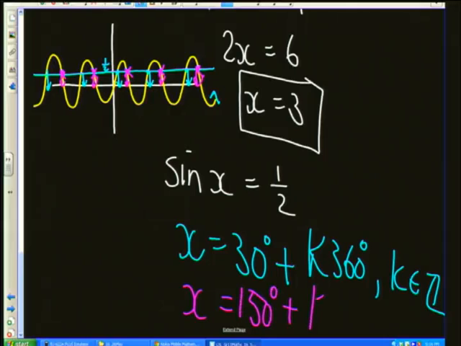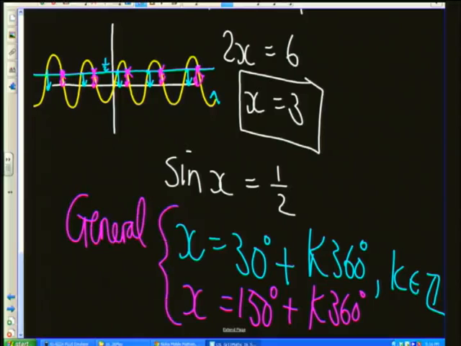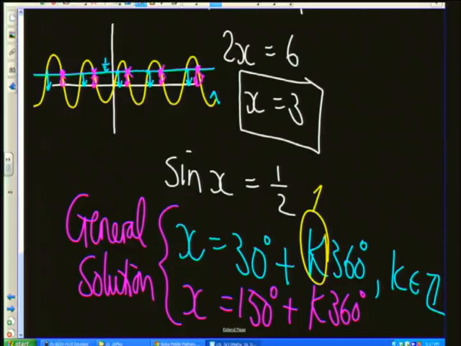And it also happens every 360 degrees. So the difference between that solution and this one, and why we call this the general solution, is because, firstly, this is not a specific solution. There's not only one solution that makes the statement true. But this variable over here, which can change, and it can be any integer, this k here, becomes a variable that allows you to generalize.